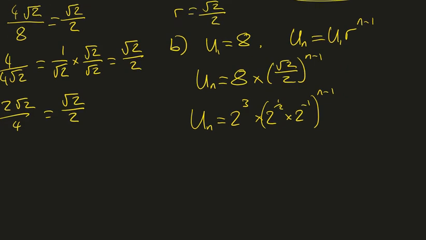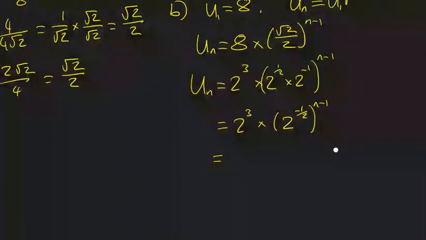Okay, now then, from there, perhaps we can rewrite that. So we're going to have in that bracket 2 to the negative a half to the power of n minus 1. And now we can expand that. Look, we've got an exponent of an exponent, so we can multiply those together. We're going to have 2 to the power of minus a half n plus a half. That's minus a half multiplied by n minus 1.